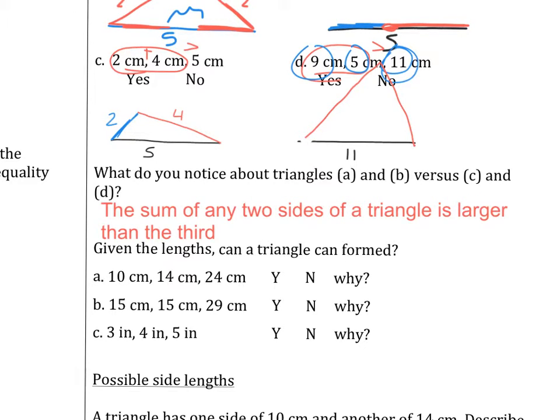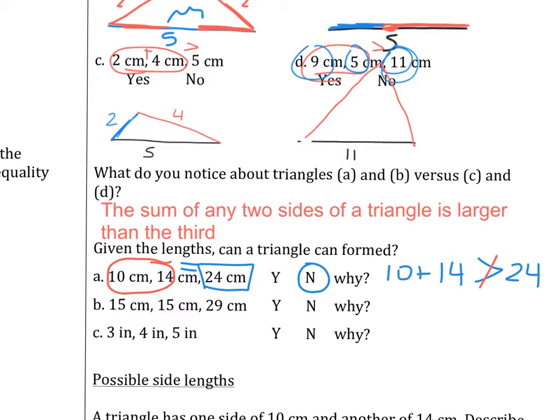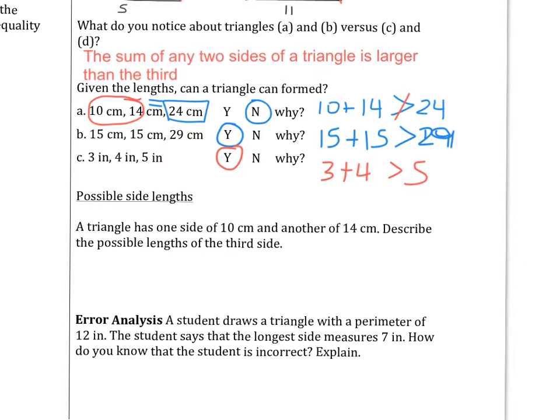At this one, giving the lengths of a triangle formed. So all you have to do is add these two together and see how it compares to 24. And we see that since they are equal, the sum is equal, the answer is no. Because 10 plus 14 is not greater than 24. So they have to be greater.